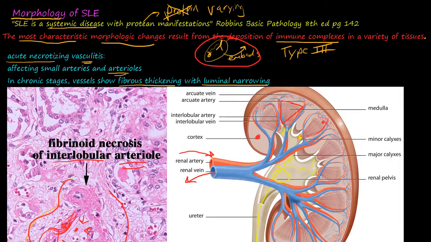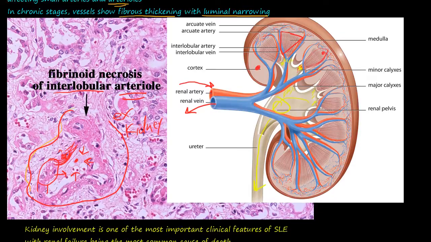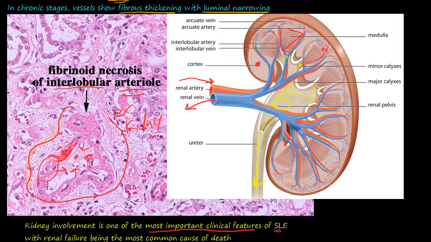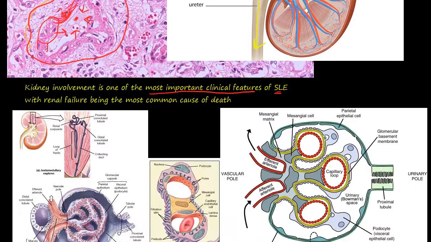So that is acute necrotizing vasculitis. It happens all over the body, and this was just an example of the kidney. The reason why I chose the kidney is because kidney involvement is one of the most important clinical features of SLE, with renal failure being the most common cause of death. It is rare in SLE, but nonetheless, it is a cause of death.